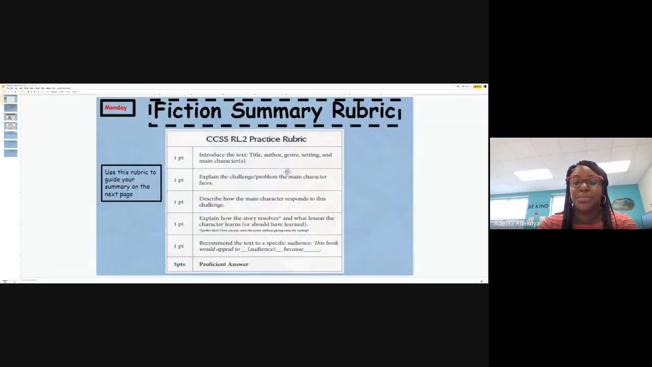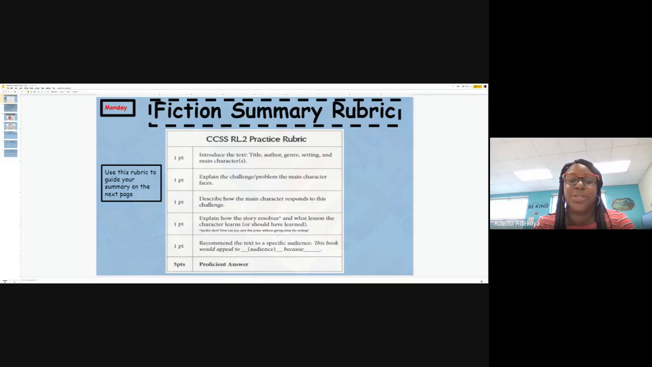You want to introduce the title, author, and the genre. You also want to talk about the challenges and the problems that the character faced. You want to describe how the main character responds to this challenge. Then explain how the story is resolved. We've only read 2 chapters, so we don't really know what happened in the end. But so far, how did this character try to resolve the problem? And who would I recommend this book to? There are 5 points here, and each of these categories is worth a point.